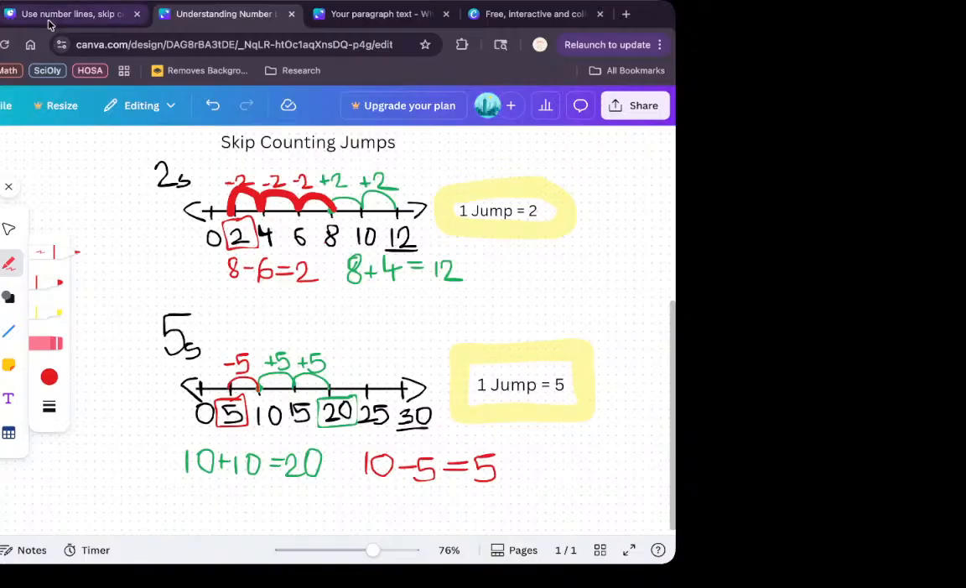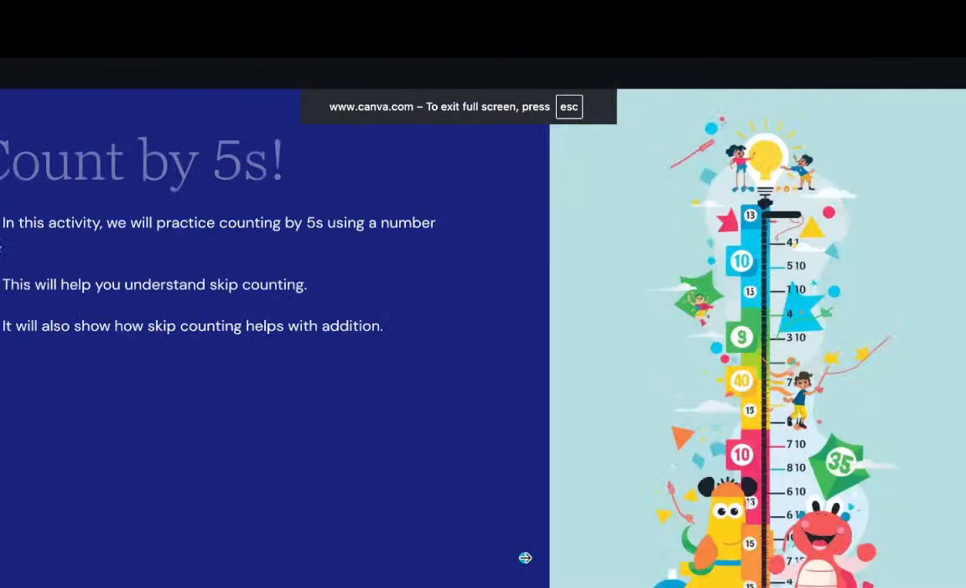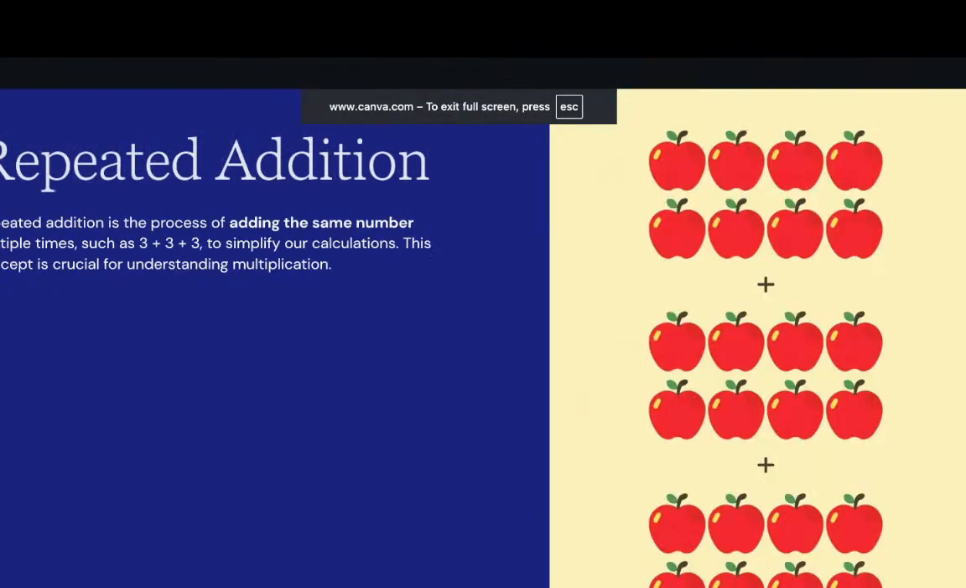Okay, let's continue. We already did this. We did that activity. Okay, repeated addition. So let's think back to what we just did. We did skip counting. So let's think of 2 since it's easier. 2, 4, 6, 8, 10, 12. Are we noticing a pattern here? Every time we move up, we are always adding by 2.